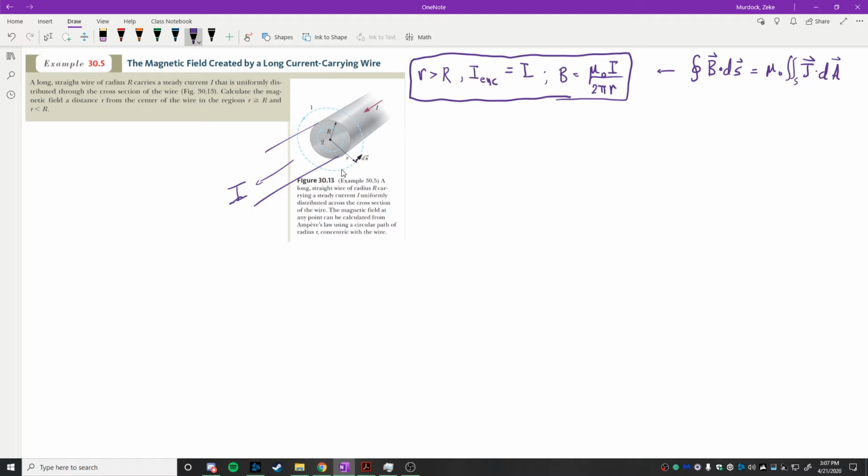We've already done that. The more interesting region, and this would actually be r greater than or equal to R, honestly. The other region that we want to look at is for r less than R. That is to say inside. Okay, that's the more interesting part here. So for little r less than big R, then we're looking for the magnitude of the magnetic field inside the wire. So this is inside wire.